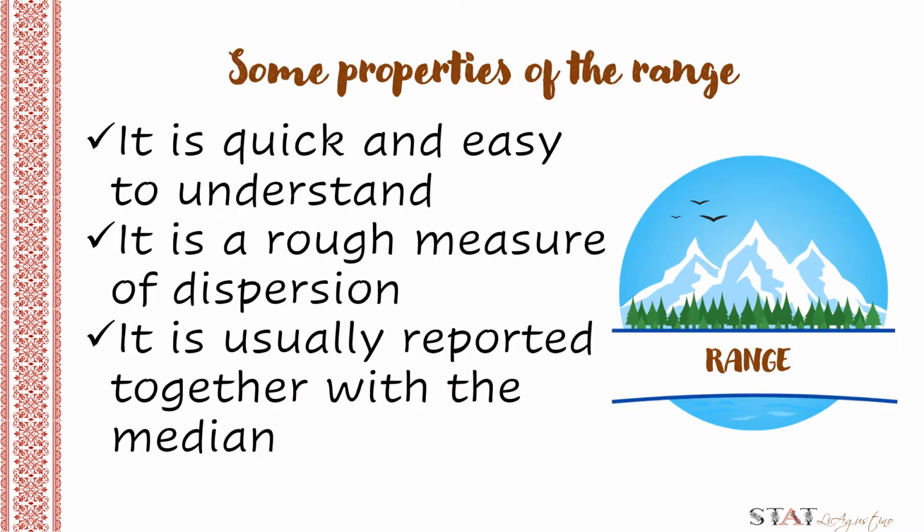Let's proceed. Some properties of the range: it is quick and easy to understand because it only uses two values, the maximum and the minimum. It is a rough measure of dispersion. It is usually reported together with the median for you to know the middle value.